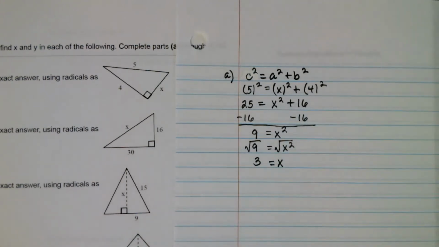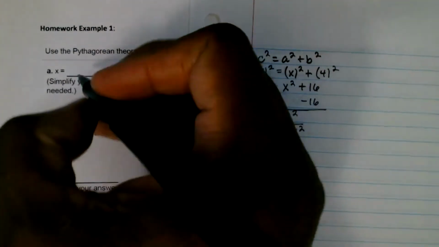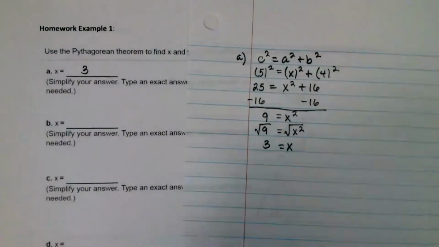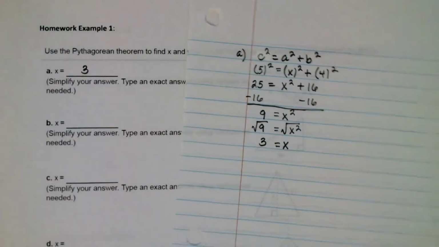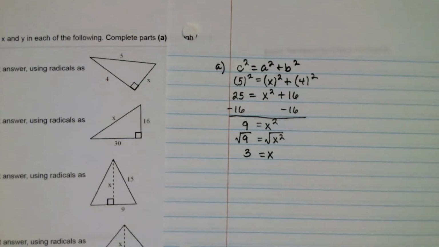Okay. Now we're only using the positive values here because lengths cannot be negative. So in that problem there, for part A, x then will be equal to 3. So that's the answer to part A.